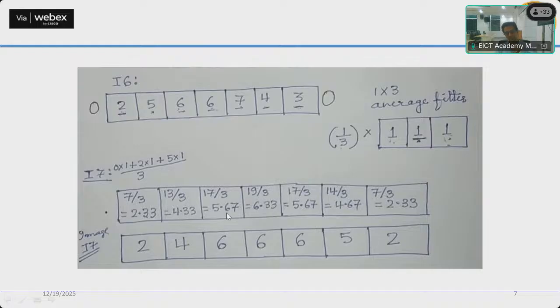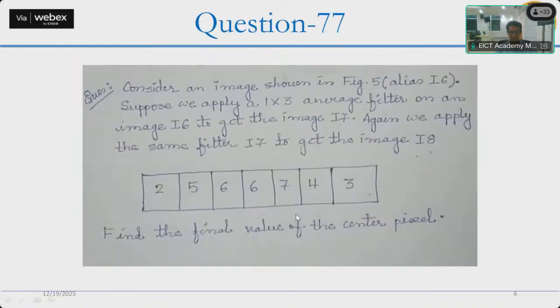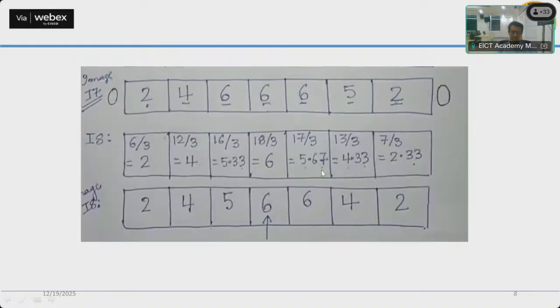Again, you need to round it off. It is 2, 4, 6, 6, 5. So again we apply the same filter on I7 to get the image I8. Same filter means you are applying the average filter. So again you will average out. This is how you are able to calculate it. So here we conclude it.